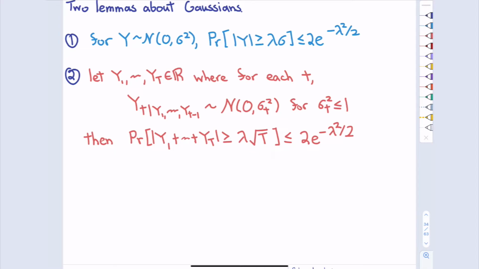So at some level, you have these t steps, each of which, conditional on the previous ones being done, behaves like a Gaussian with variance at most 1.